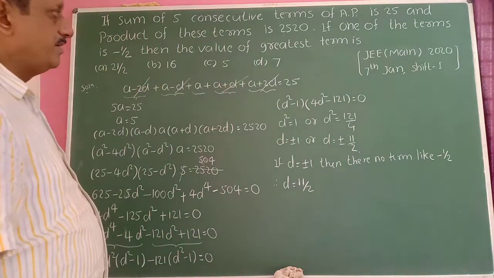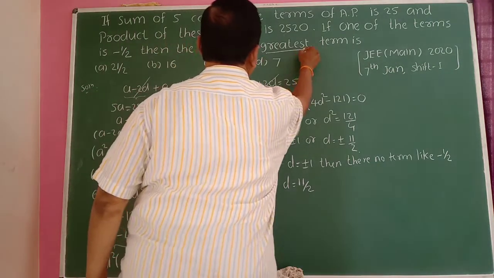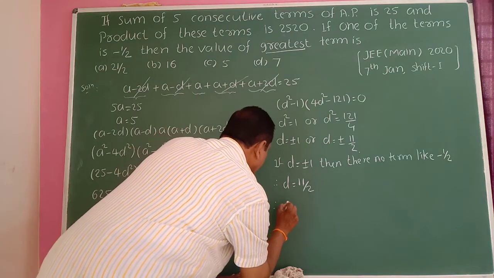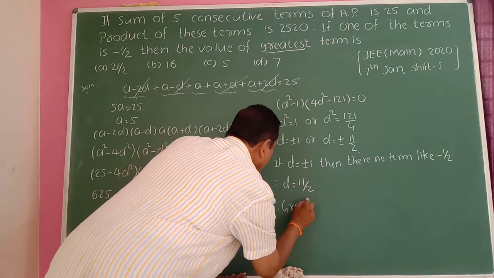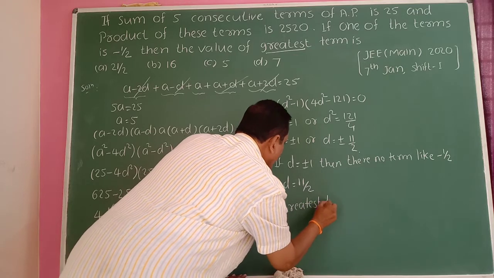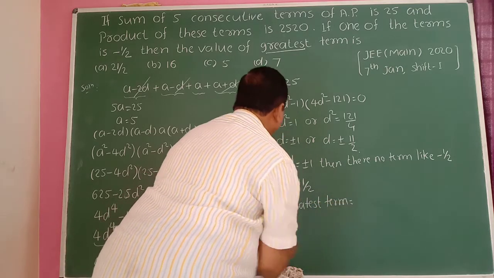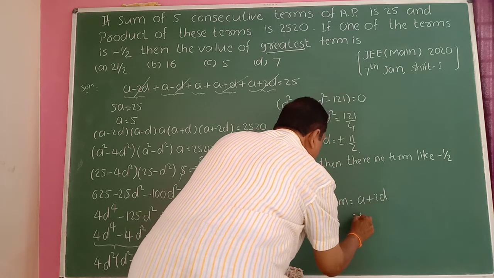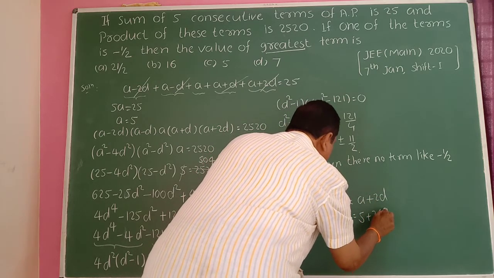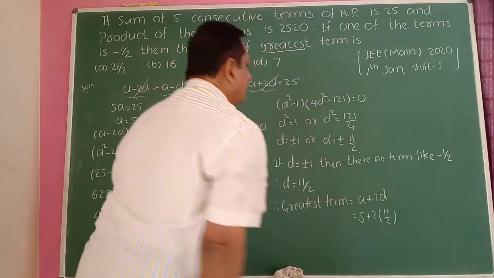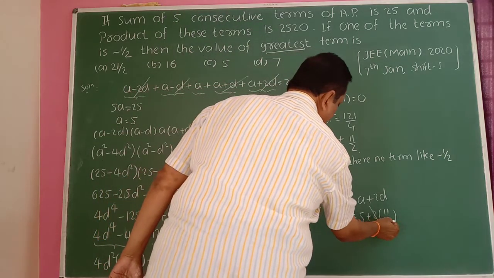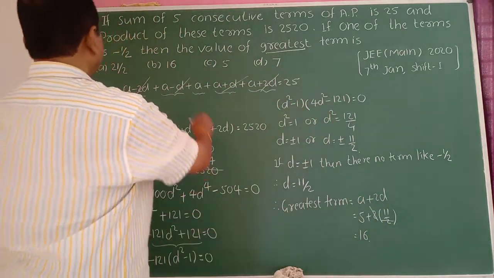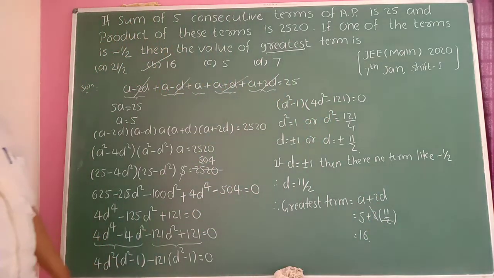Here we want the greatest term, which should be a plus 2d. Therefore, greatest term is equal to a plus 2d. The value of a is 5, d is 11 divided by 2. Therefore, this 2 cancels, 11 plus 5 becomes 16. Therefore, B is the answer here.